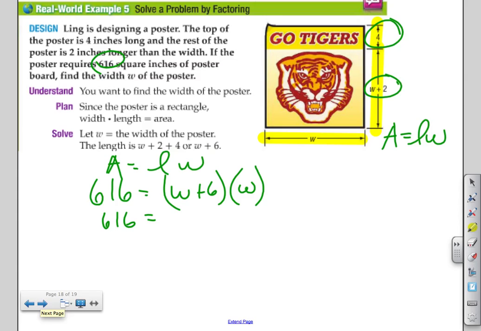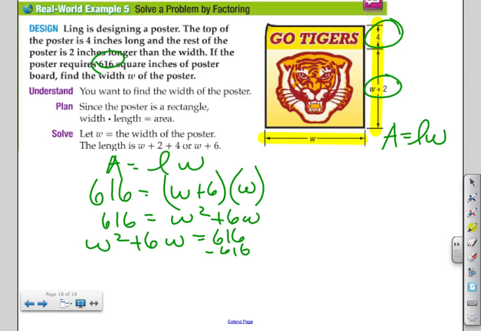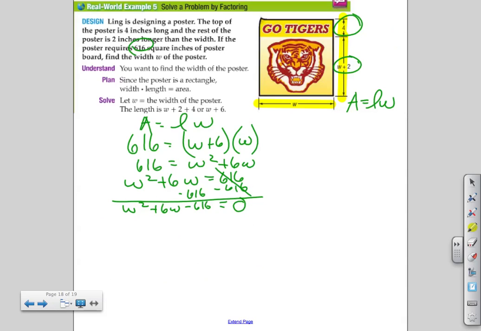W squared. Let me think about that a second. Yes, we'll get W squared plus 6W, right? I'm going to rotate this around, guys, let me write this again. I'm reversing it. Equals 616. I'm going to subtract 616 from both sides, so I get 0. You see what I'm trying to do? I'm trying to get it into standard form. Minus 616. Extend our page. Thank you very much. Okay.